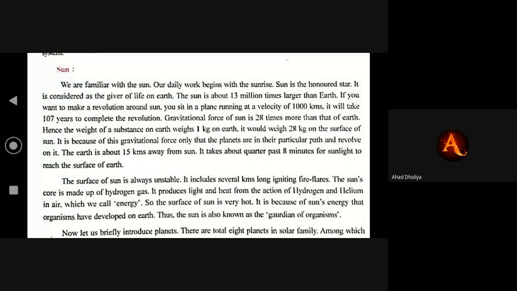So all of us are familiar with the sun, right? Our daily work begins with the sunrise. What does Mama say? Ahad, wake up! The sun has risen. Hassan, wake up. Now it's morning. Right? Because there is sunrise. Shafiq, get up, son, it's morning, Mummy says this, doesn't she? How does she come to know? Because there is sunrise. The sun is an honored star.